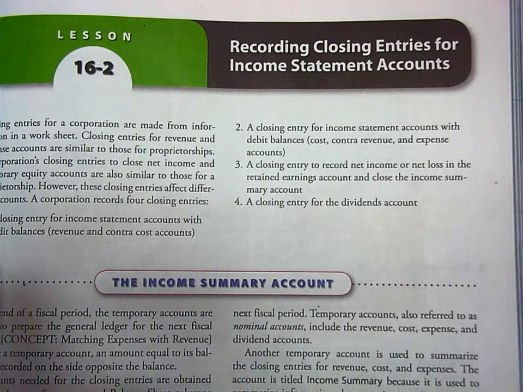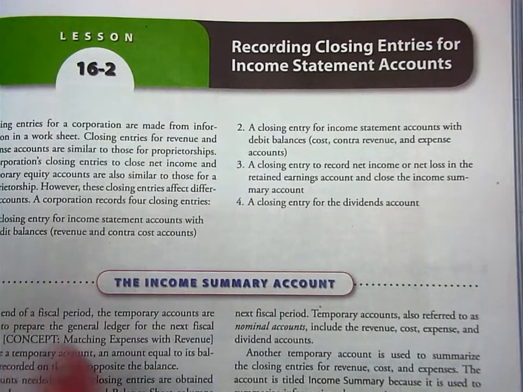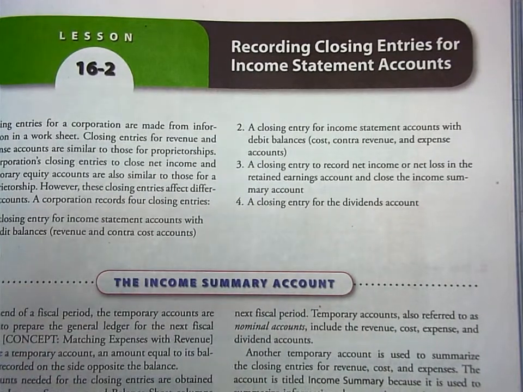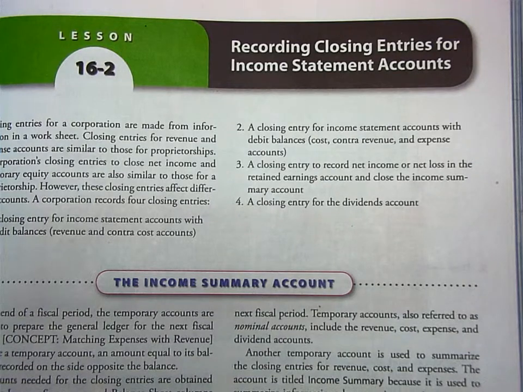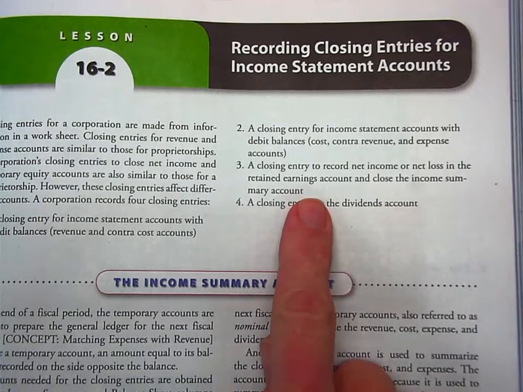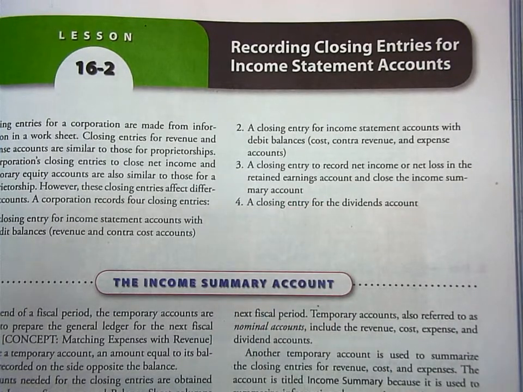Okay, so first what you're going to do is close the income statement accounts with credit balances. Those are revenue and contra cost accounts. And then we're going to close the income statement accounts with debit balances. Those include cost accounts, contra revenue, and expense accounts. And then the third step is to record the net income or net loss in the retained earnings account. Remember, the retained earnings account is like the capital account in a sole proprietorship. So we're going to record whether we made money or lost money into that retained earnings account. And the last thing we're going to do is close the dividends account.